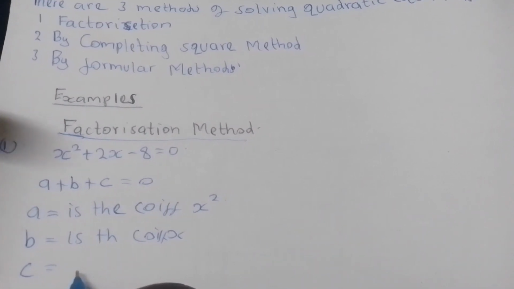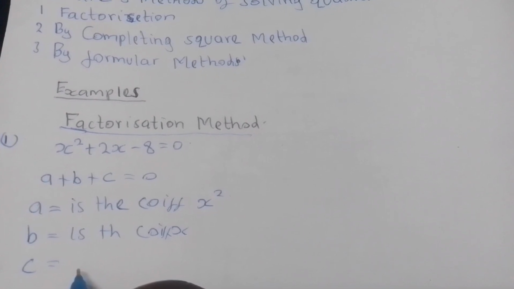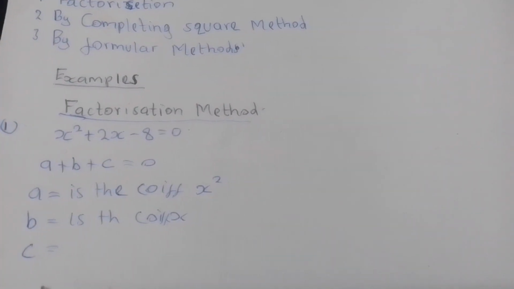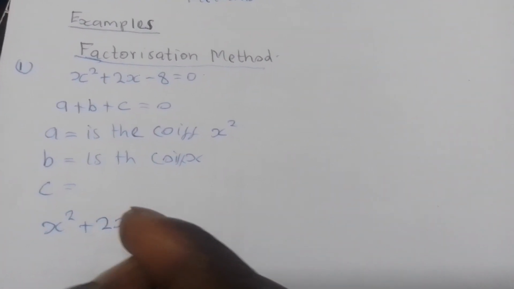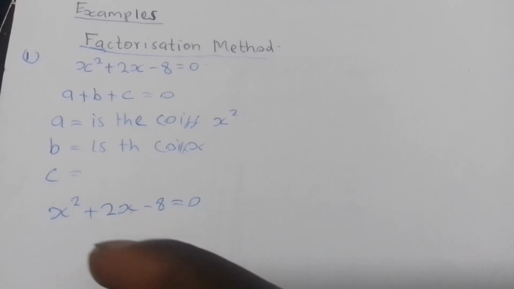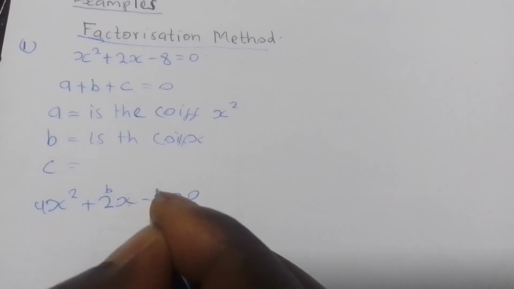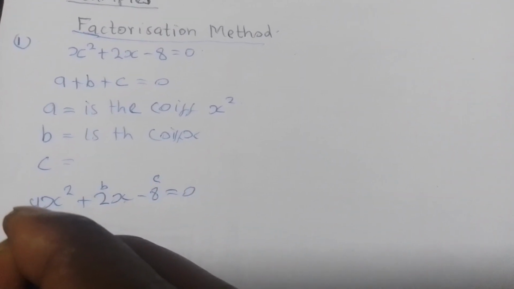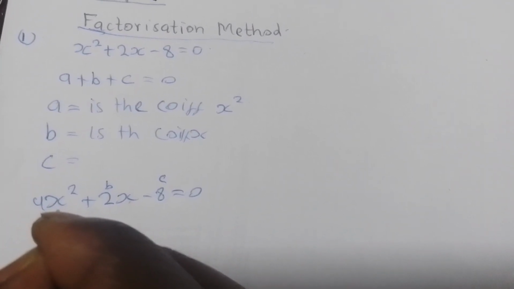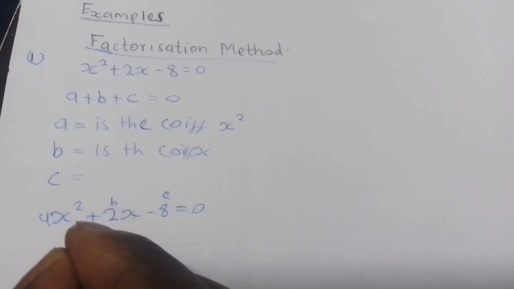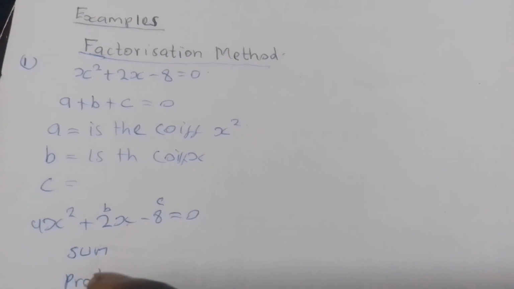So let's use the factorization method to solve the quadratic equation. First, x squared plus 2x minus 8 is equal to 0. We look at a, b and c. While using the factorization method, it is very important to know the factors, and the factors come from sum and product.